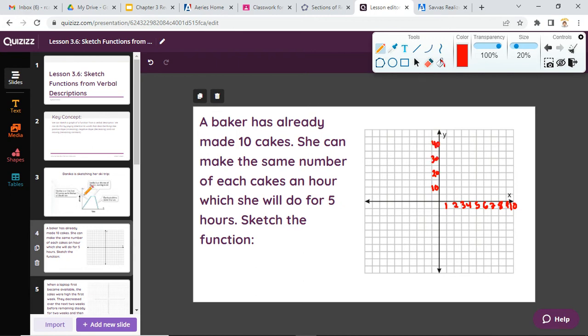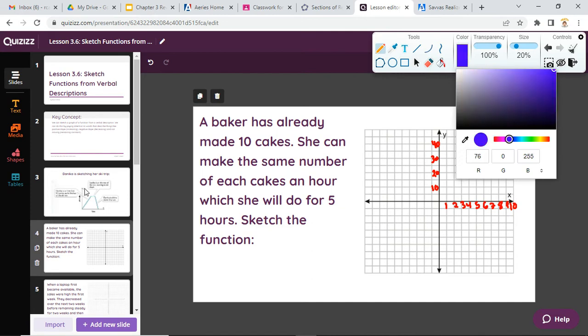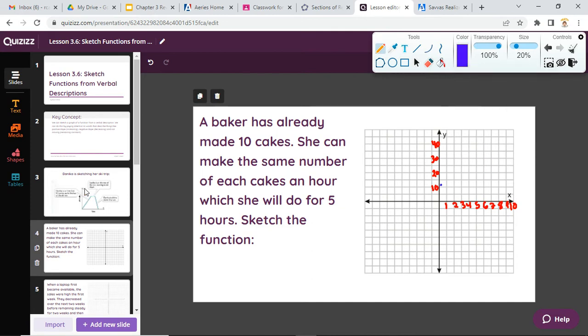Okay, so she started with 10 cakes. I want my line to start on the y of 10 because she already has 10 cakes, right? Now, if she makes the same number of cakes an hour, I want to make sure that I am increasing at a constant rate here. And she said she's doing this for 5 hours. So I want to increase at a constant rate for 5 hours here, okay?